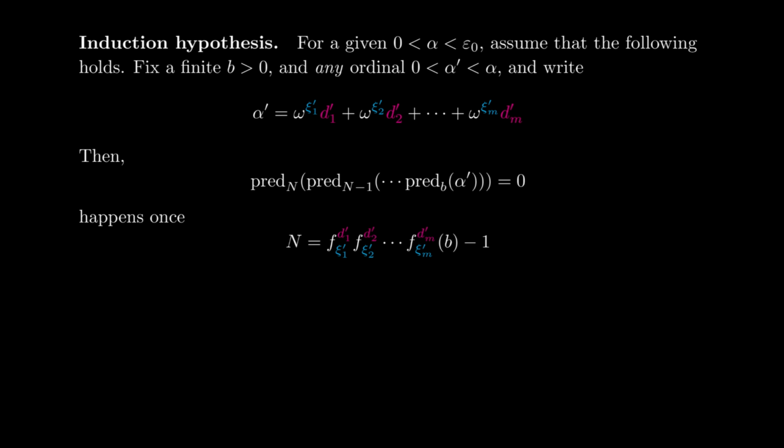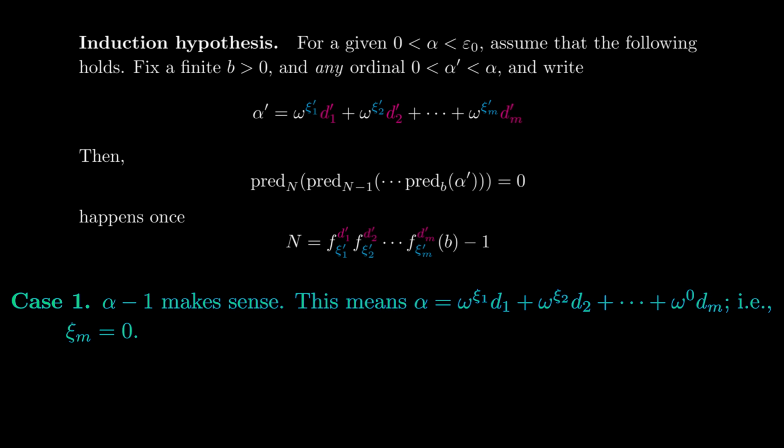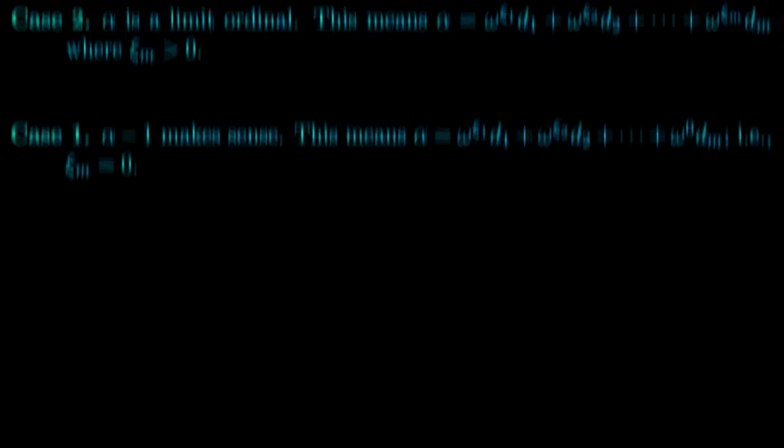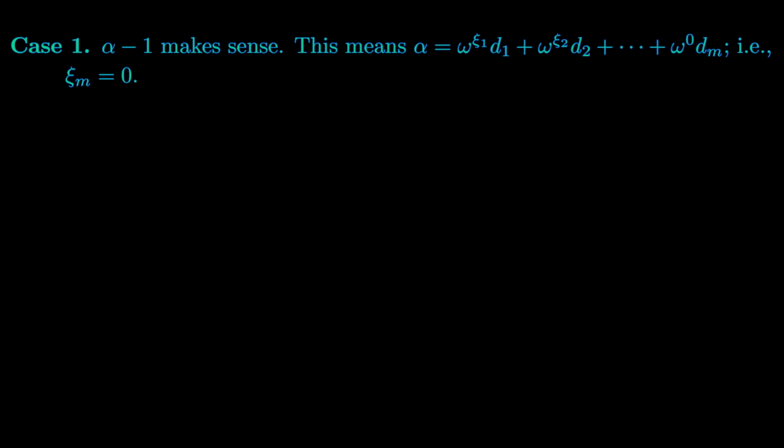Now for the induction, let's assume that the theorem is true for every positive ordinal that is smaller than some alpha. Then we have two cases. In case 1, alpha minus 1 makes sense. This means that the Cantor normal form of alpha has a positive finite term. In the second case, alpha is a limit ordinal, which means that the Cantor normal form has no finite term. In the first case, if alpha minus 1 makes sense, then the base b predecessor of alpha is just alpha minus 1.